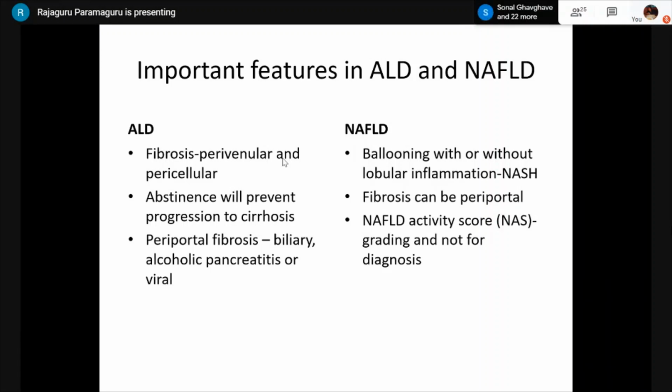If you are able to find something of a periportal fibrosis, you have to think in terms of whether there is a biliary or bile duct etiology, or something like alcoholic pancreatitis, because of obstruction. And if it is associated with some viral etiology, you will have to exclude that.